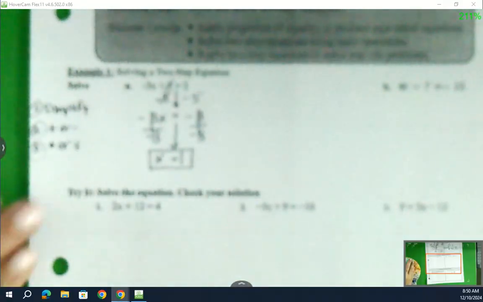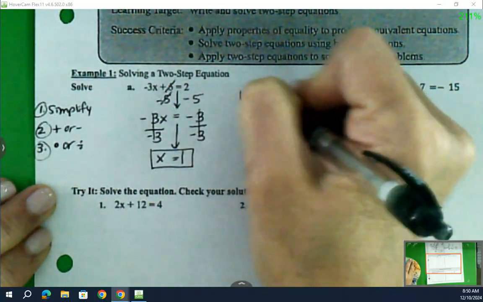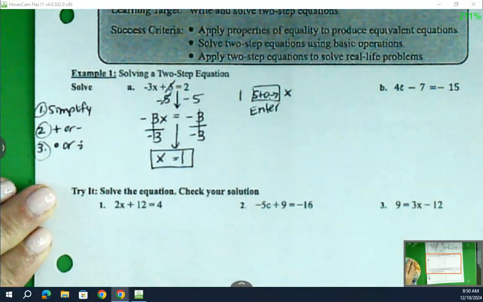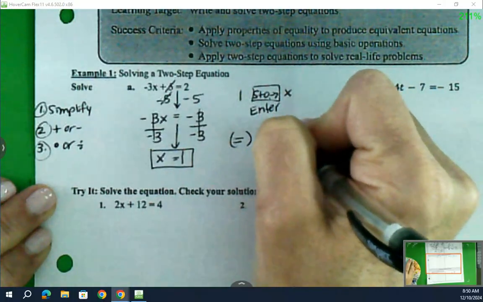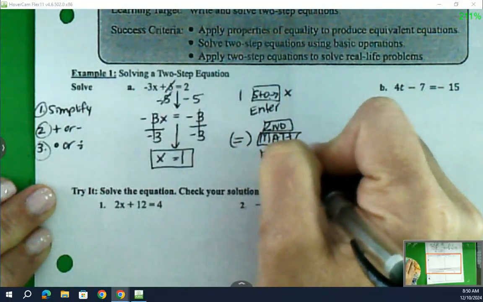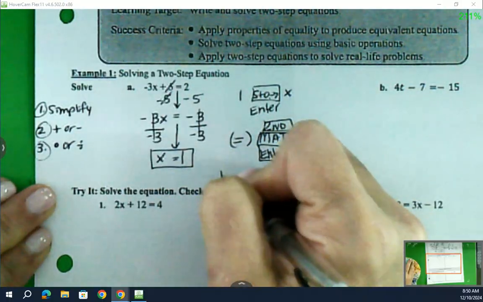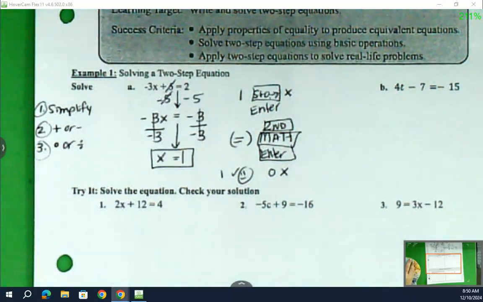Again, we can Boolean check that on our calculator. Remember that we do 1 store into x and enter. And that gives us our solution in our calculator. And then we will type out our original equation. Remember to get the equal sign, it's second math, enter. And Boolean, if you get a 1, that means you are correct. If you get a 0, that means you are incorrect. So we're looking for a result of 1.